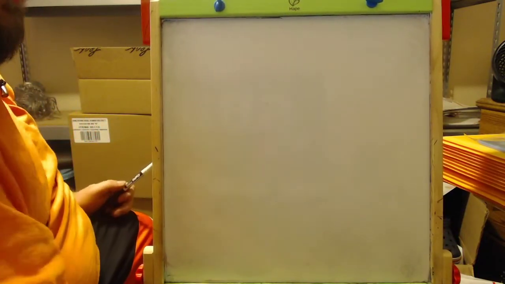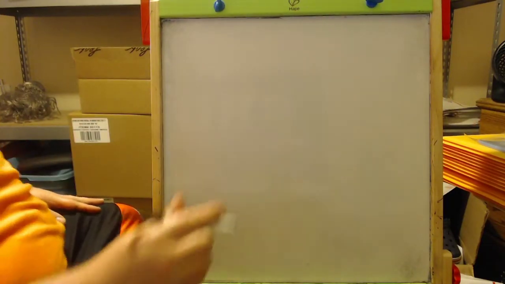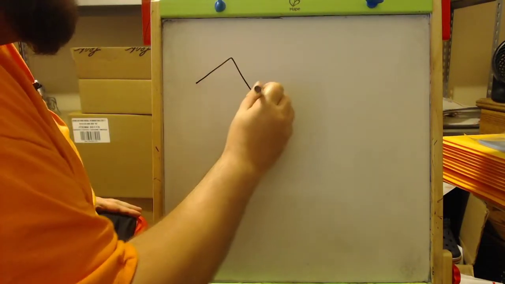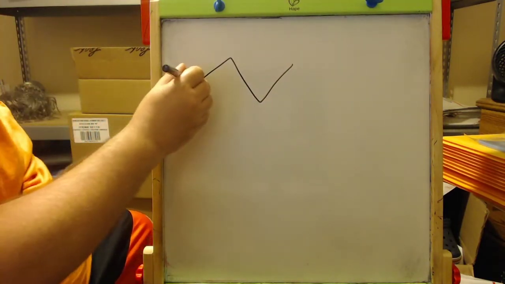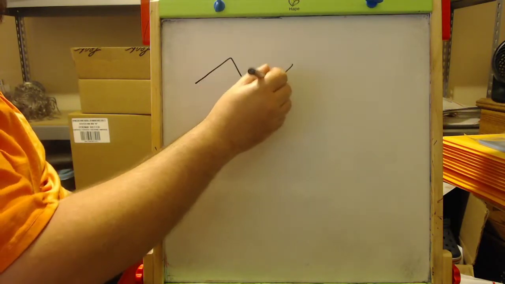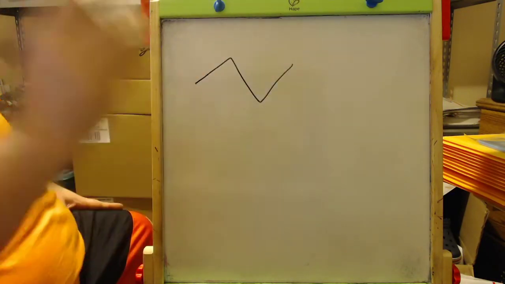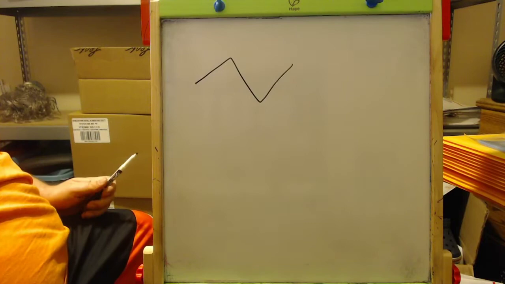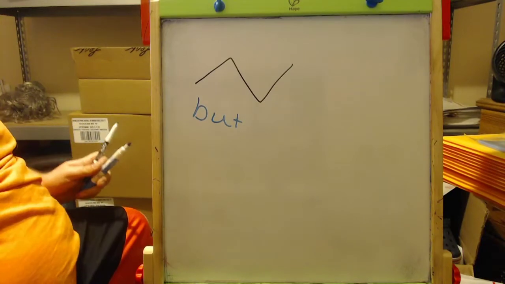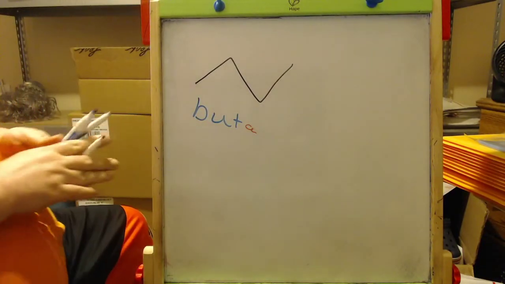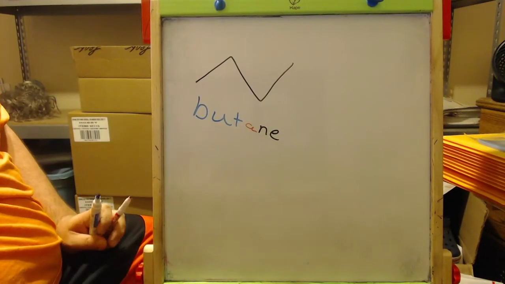So we get a carbon chain, and let's do the skeletal structure first. We count up the longest chain of carbons. So 1, 2, 3, 4. There's 4 carbons. The prefix is bute. The middle is A. And the ending is NE. So this is butane.